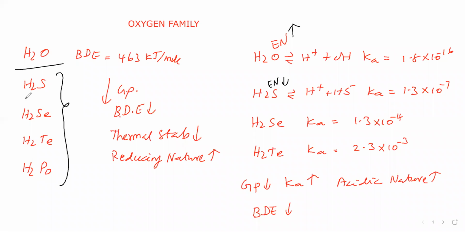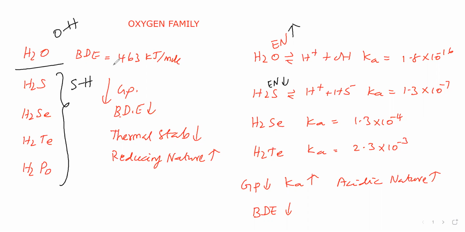Water is not acting as a reducing agent, because the SH bond has reducing nature, but in water, the OH bond has acidic nature. Therefore, these have reducing nature, but water does not. So in the oxygen family hydrates, except water, all the remaining have reducing nature, reducing property. But this OH does not have reducing property. We say acidic nature.